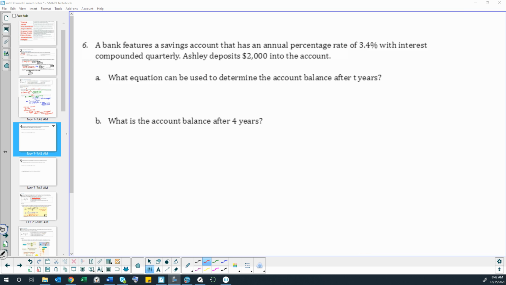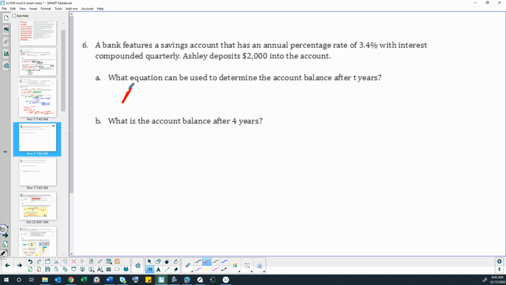A bank features a savings account that has an annual percentage rate of 3.4% with interest compounded quarterly. Ashley deposits $2,000 into the account. What equation can be used to determine the account balance after 2 years? So they want us to actually take the formula and put in the numbers we know for the equation and then use that equation in part B.